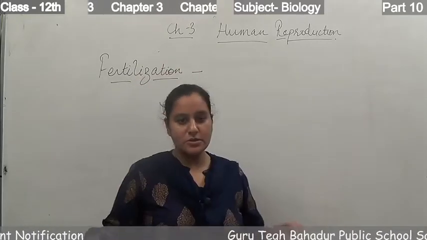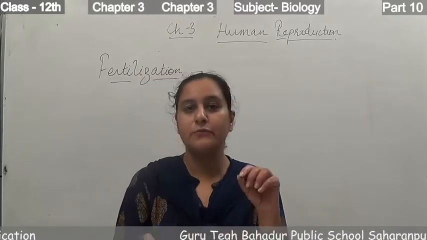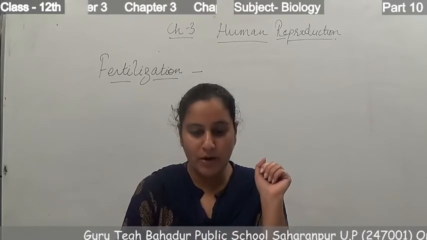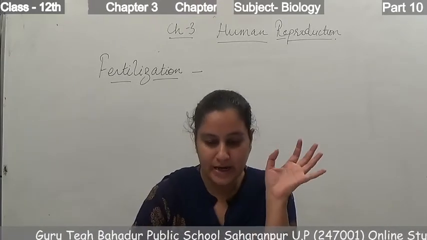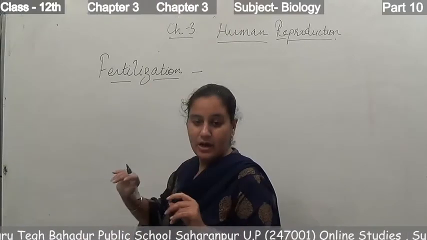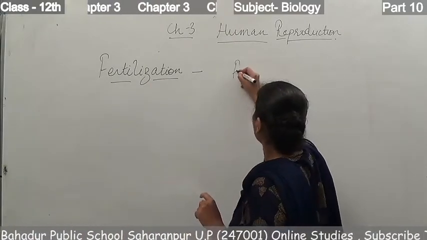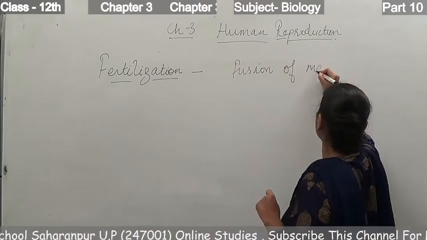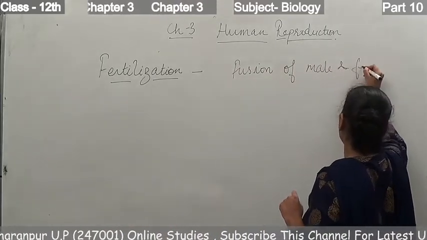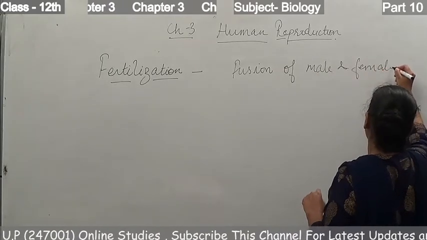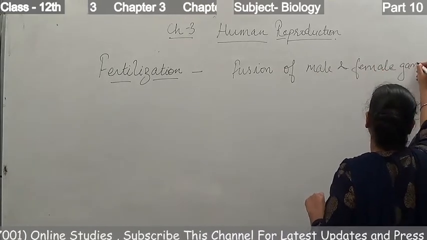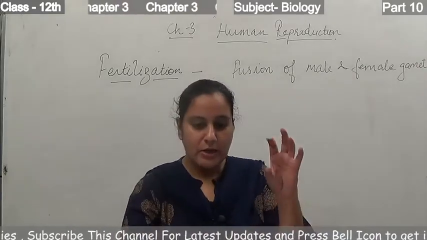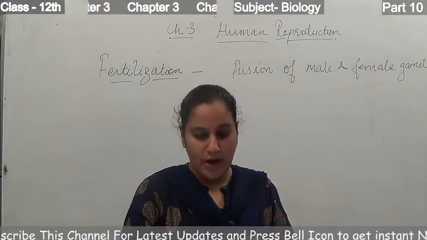Now in the process of the fertilization, there is a fusion of a sperm, that is the male gamete, with the ovum, that is a female gamete, and this process is known as the fertilization. So fusion of male and female gamete is known as fertilization. Now what happens actually during the coitus?